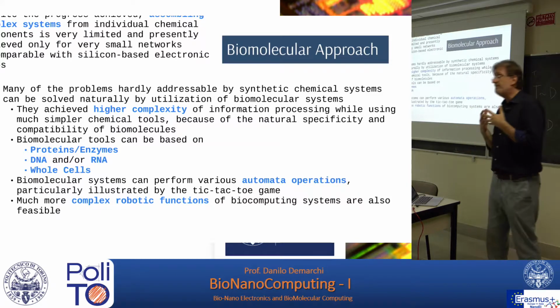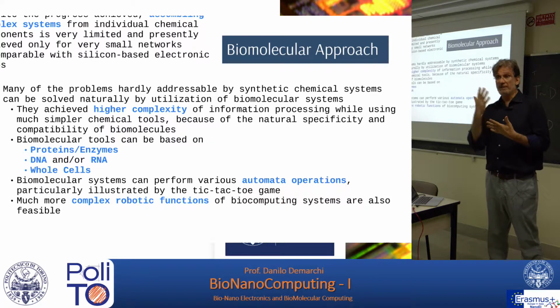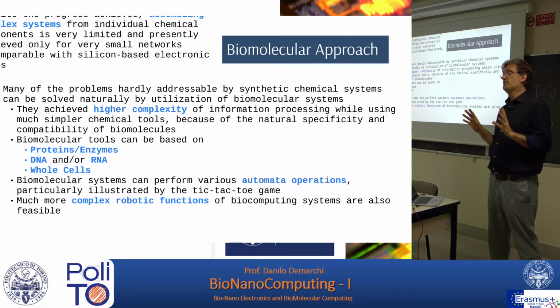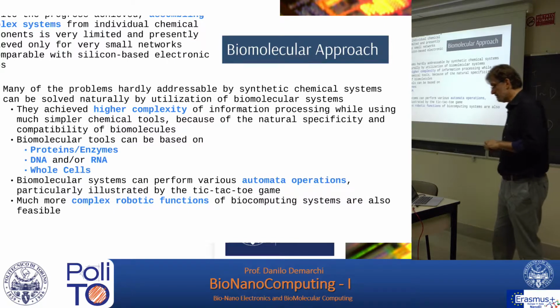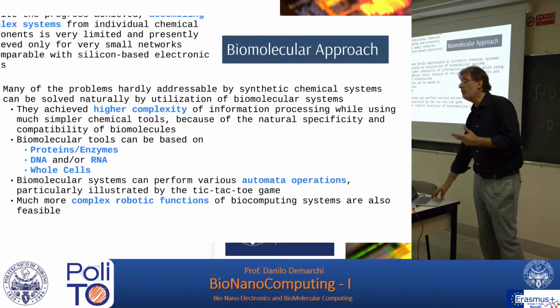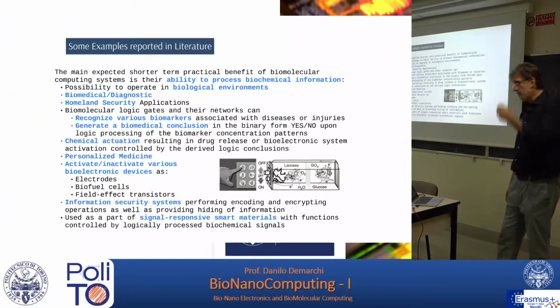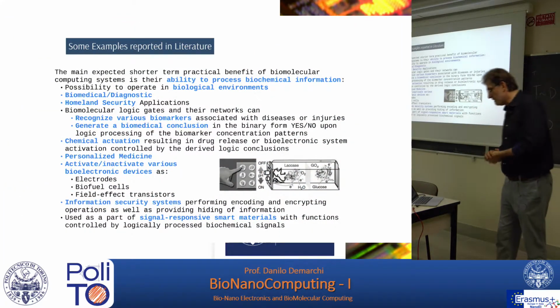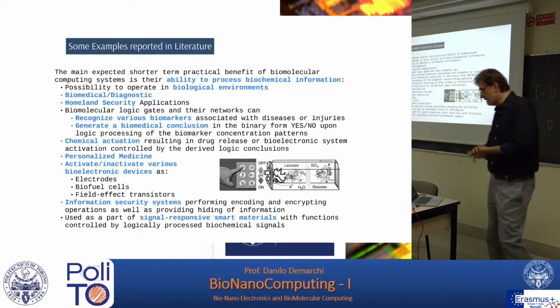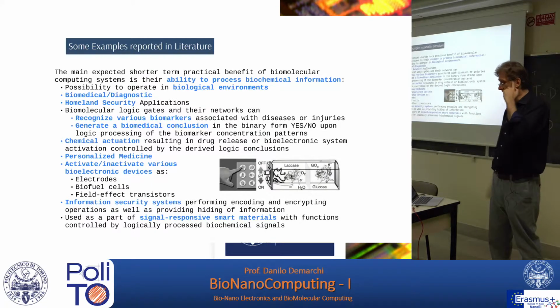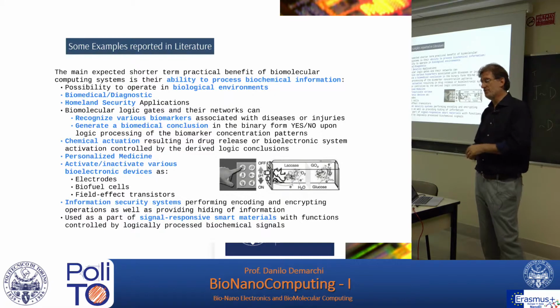So the cells, the DNA, intrinsically do automata operations. So they can be used for taking decisions, okay? And also robotic functions, they do them intrinsically. And of course, in the literature, there are several different examples. I don't want to list them all, but biomedical, of course, diagnostics, I will show you some examples. Homeland security, I will also show you one example.